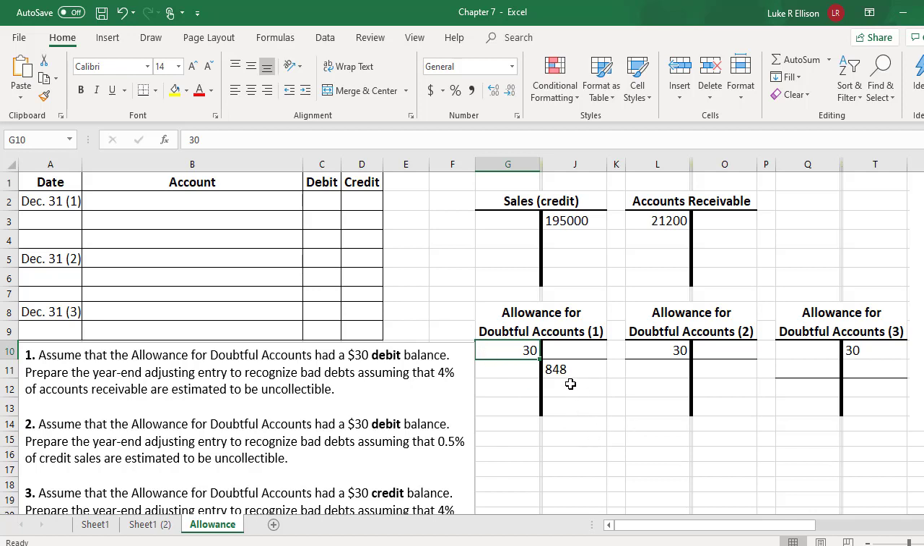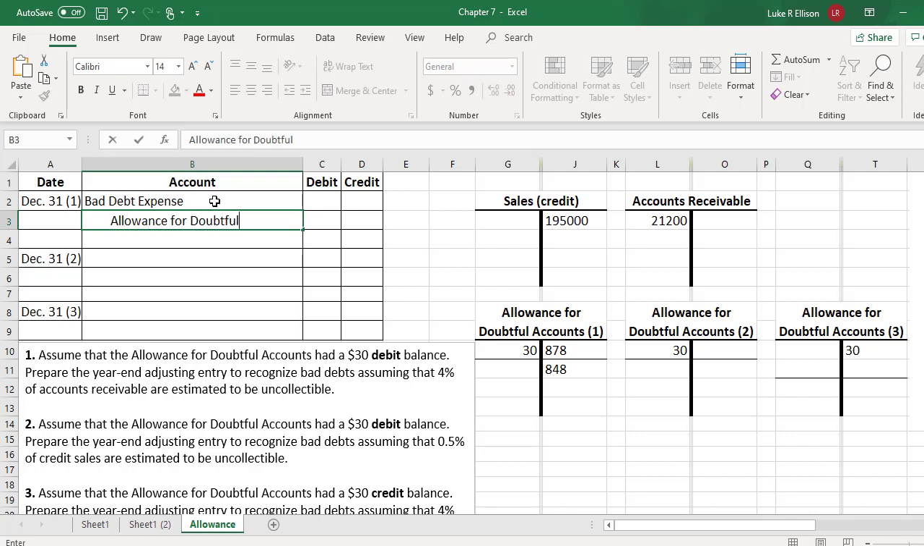So the way that you're going to get the adjusting entry is going to be to add these two numbers together. So if you take 848 and you add that to $30, you will get $878. So the journal entry is always going to look the same way. The debit is going to be for bad debt expense, and the credit is going to be for the allowance for doubtful accounts. And both numbers are going to be the $878 that we just found.